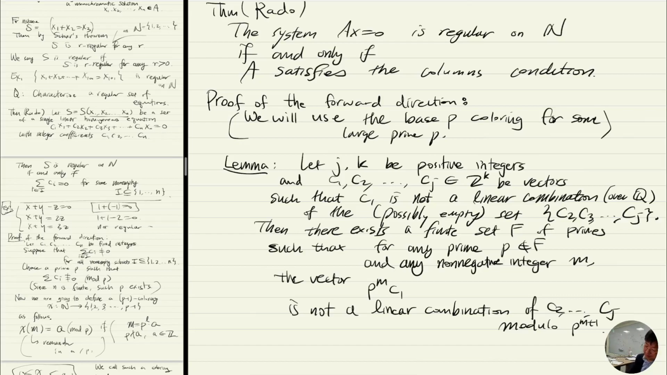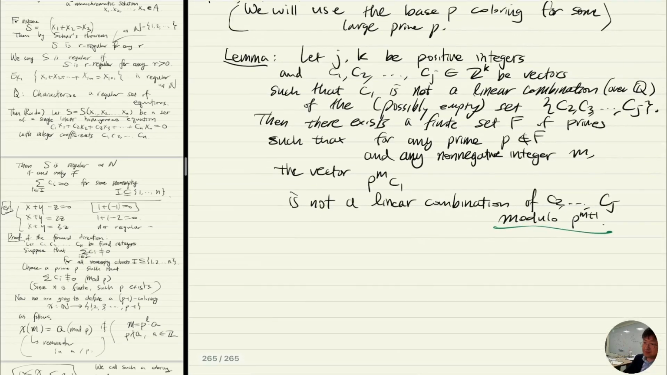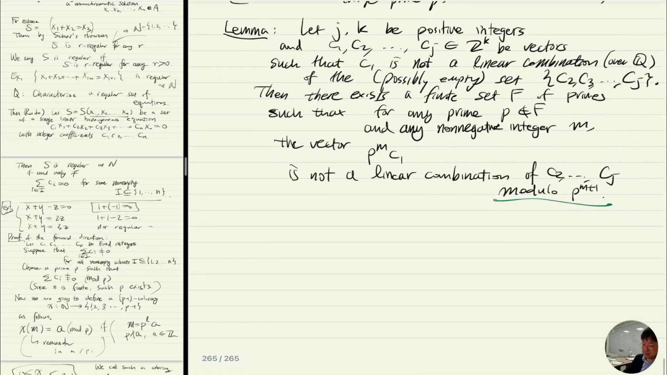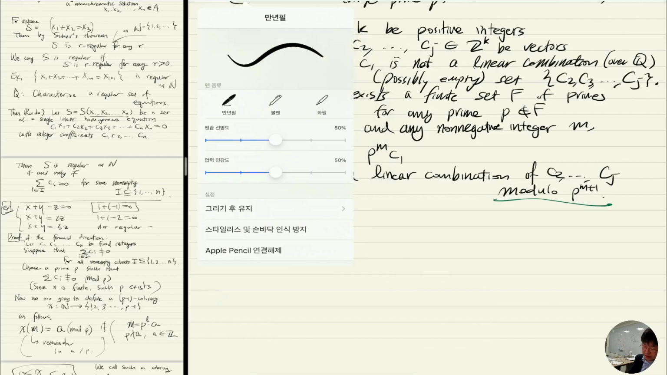Okay, so that's why I didn't use the terminology span. I want to use the linear combination with integer coefficients. Okay. Let's see why this is true.